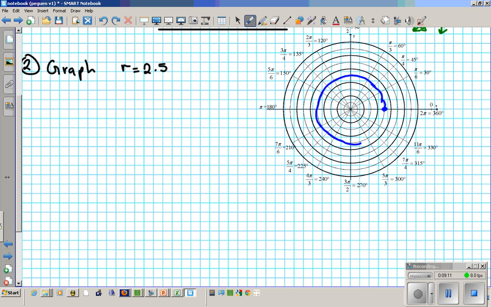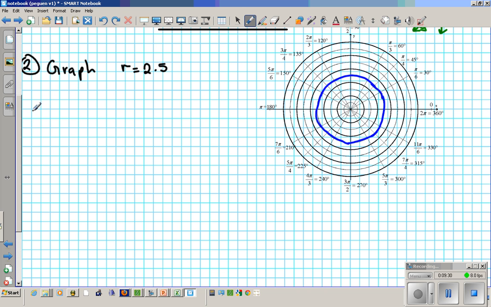So when they give you a radius, all they're asking you for is just a circle. Okay, pardon my terrible circle here. But yeah, to get it through. Okay, so that's that. Now we're going to proceed to another question, if I can finish this one up. So that's r equals 2.5.